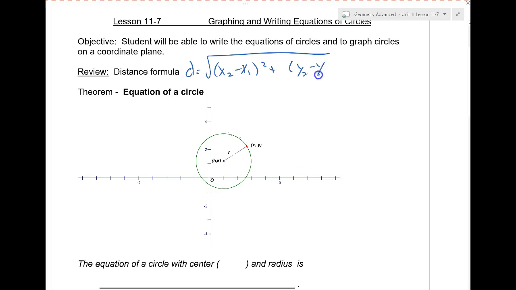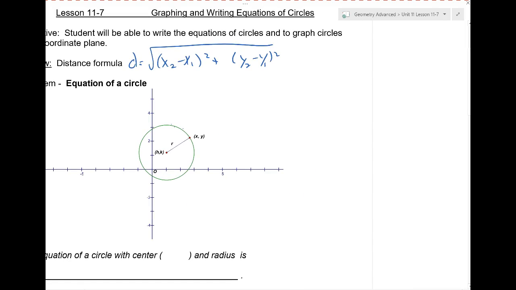Yep, very good. So basically, it's the square root of the quantity x2 minus x1 squared plus the quantity y2 minus y1 squared. Now we're going to use that formula to derive the formula for an equation of a circle. Because what are the things we need to know about a circle? We need to know about the center, and we need to know its radius length. And so we can write an equation of a circle based off of that.